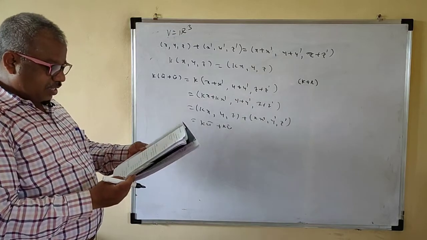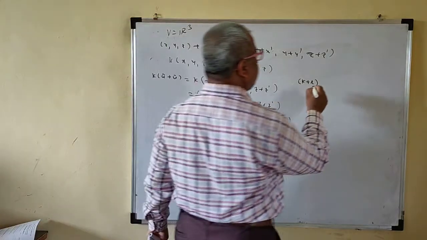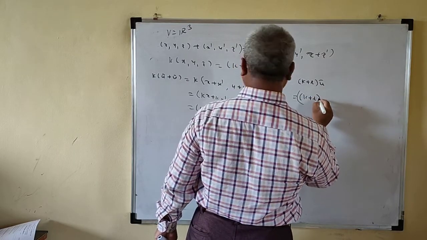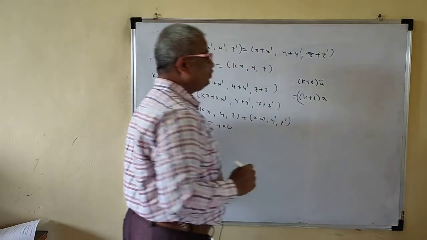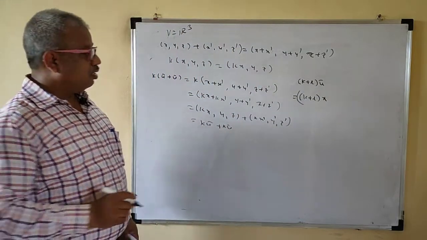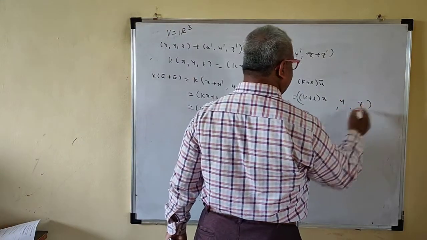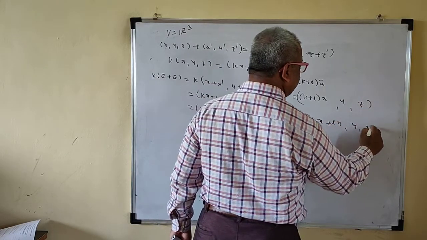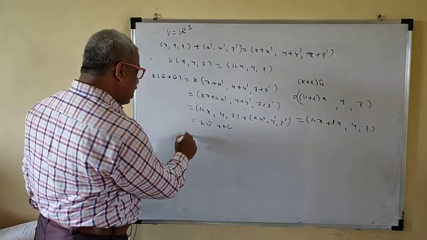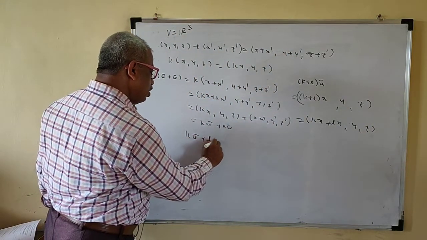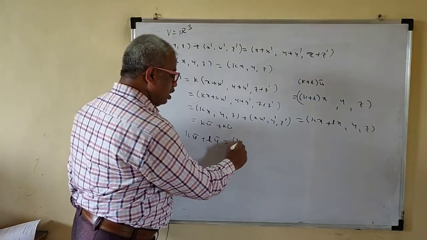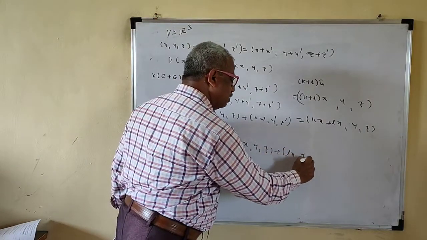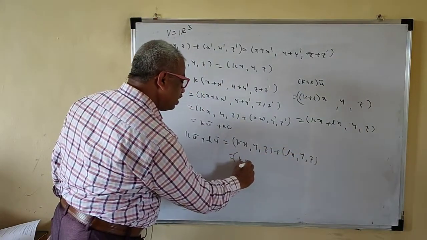Okay. So (k + l)ū. We'll take (k + l)ū, which is what? (k + l)x, (k + l)y, (k + l)z. So this is kx + lx, yz. Now what is kū + lū? kū means kx, y, z, and lū means lx, y, z. So if you take the addition, what is this?